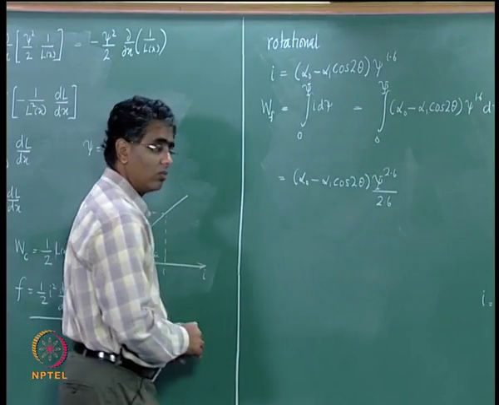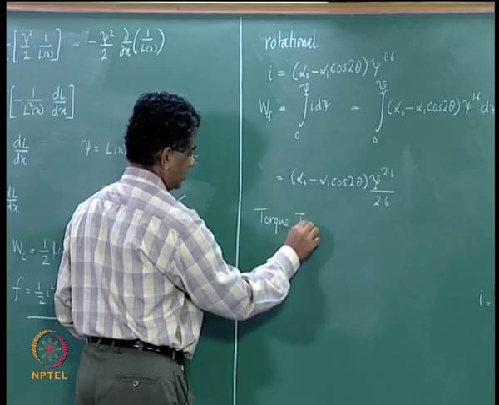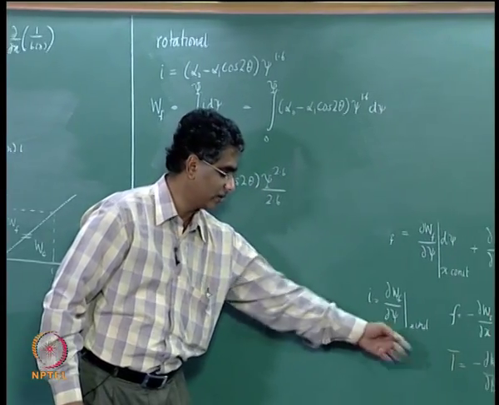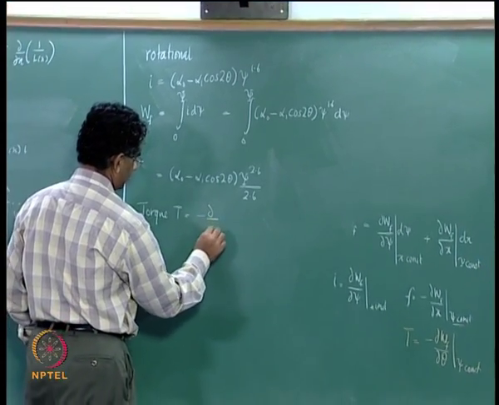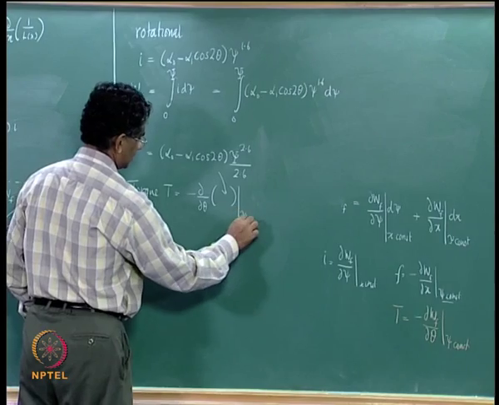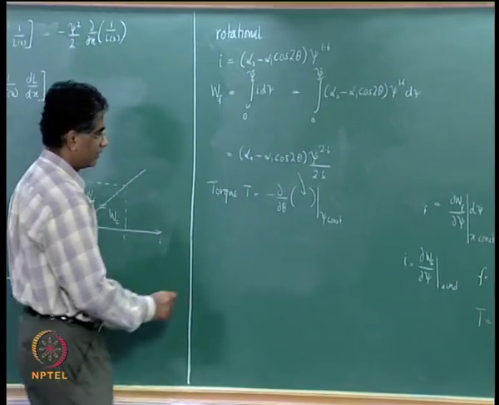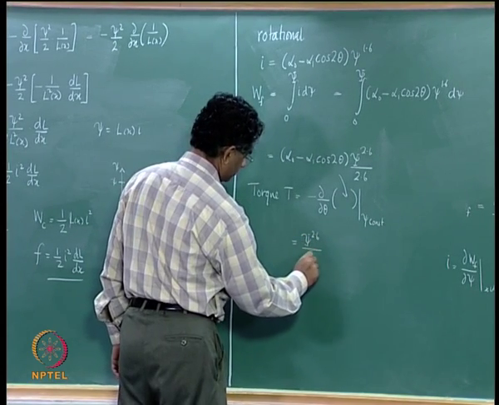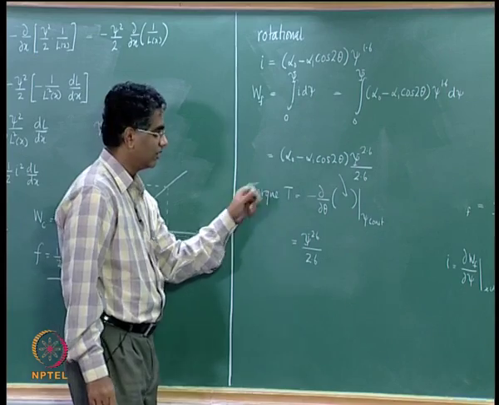In this case, what we are interested in determining is the torque T, and the torque T is given by minus of dou WF by dou theta, keeping psi constant. So this is minus of dou by dou theta of this expression, keeping psi constant. So psi is constant, it may be taken out of the derivative, and therefore this is nothing but psi to the power of 2.6 by 2.6 multiplied by the derivative of this term.